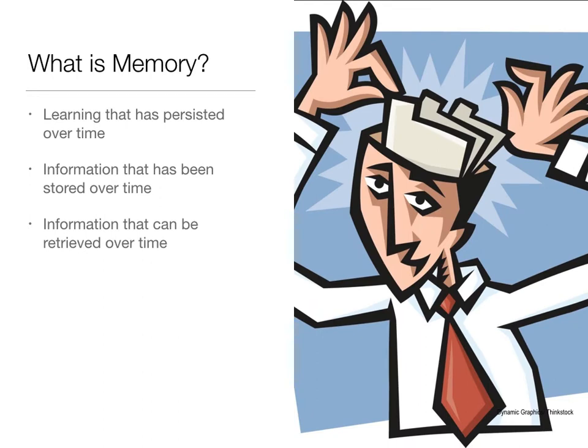So last chapter we talked about learning. Memory is learning that has persisted over time, okay? So this is information that we have stored in some way and that we can retrieve when we need it.